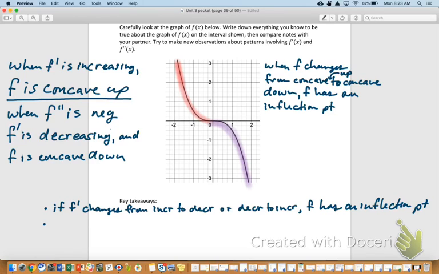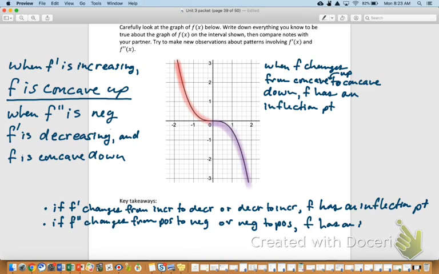Anybody take a wild guess at what the other key takeaway is? It has to do with f double prime. f double prime goes from positive to negative or negative to positive. Yeah, that's an inflection point. There it is. If f double prime changes signs, from positive to negative or negative to positive, f has an inflection point. So you have a game plan for finding inflection points in two different ways. You could use f prime to help you discover an inflection point. You could also use f double prime to help you discover an inflection point.